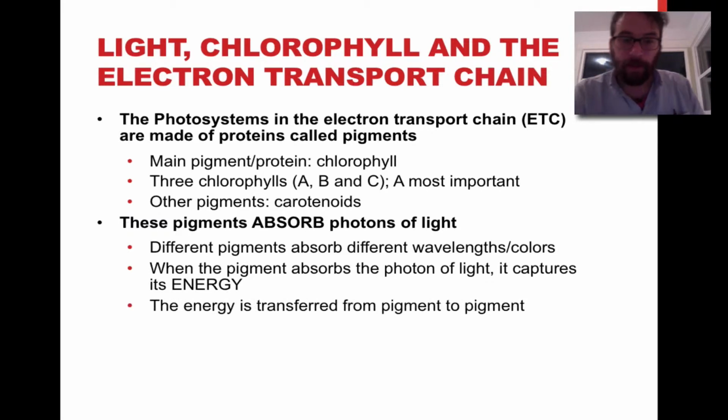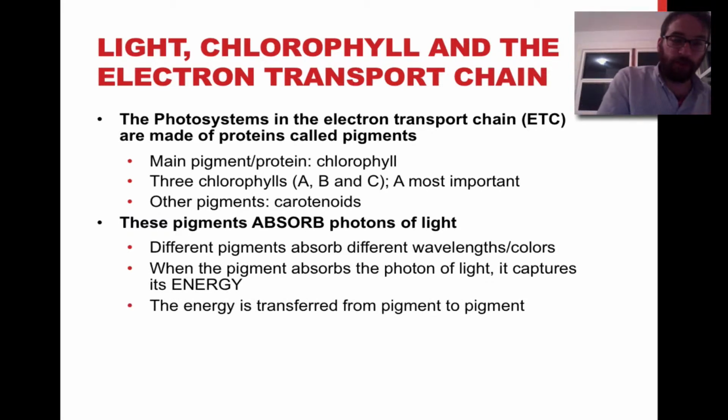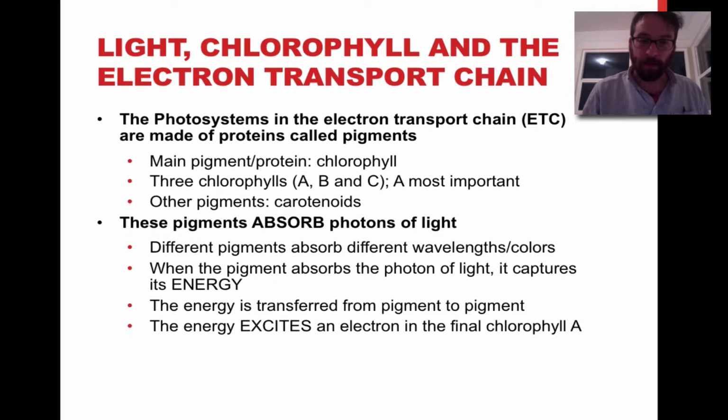All right? That energy is then transferred from one pigment to another pigment to another pigment within the photosystem until it gets to the last chlorophyll, and that's called the reaction center. And that chlorophyll, like every other molecule, is made up of atoms. Those atoms have electrons. One of those electrons in the final chlorophyll becomes excited. And when scientists say electrons get excited, what they mean is they get energized.